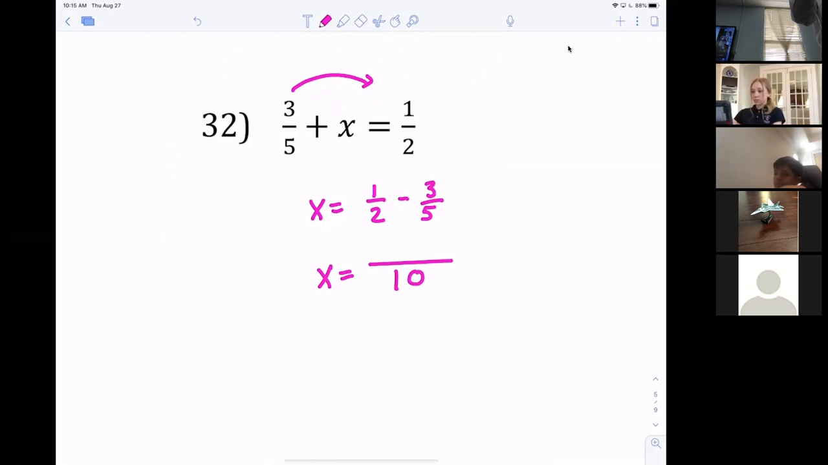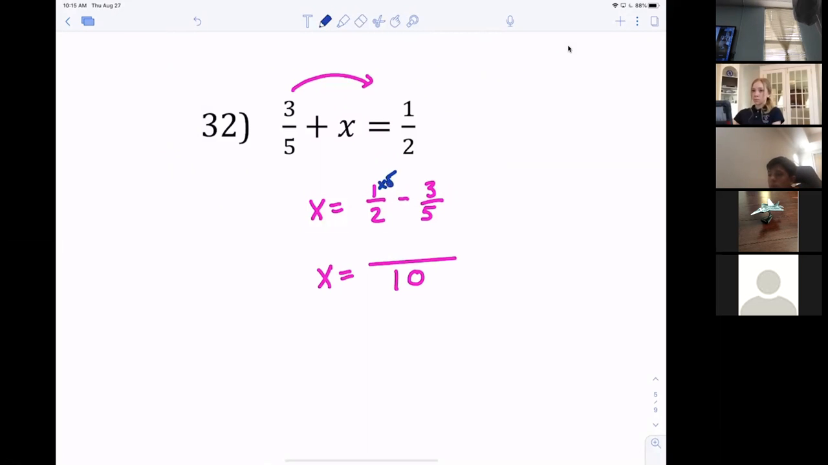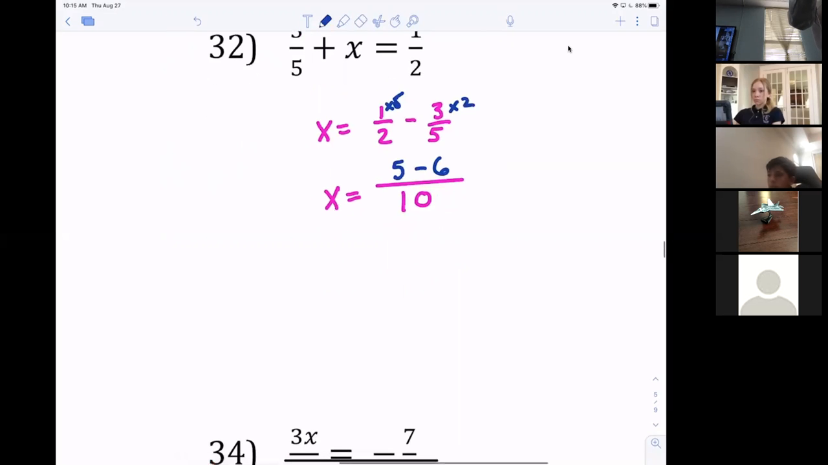Create one fraction bar. Now, what am I multiplying the first fraction by? 5, thank you. I'm multiplying the first fraction by 5. So if you want, you can put times 5 here. And 1 times 5 is 5. The second fraction I'm multiplying by what? 2. So that's a negative 6. And what's 5 minus 6? X equals negative 1 over 10. All right, is everybody okay with that? Any issues? All right, I'm pretty happy.